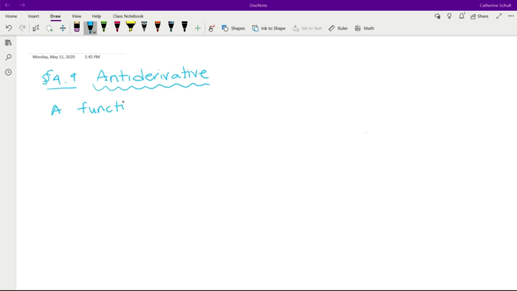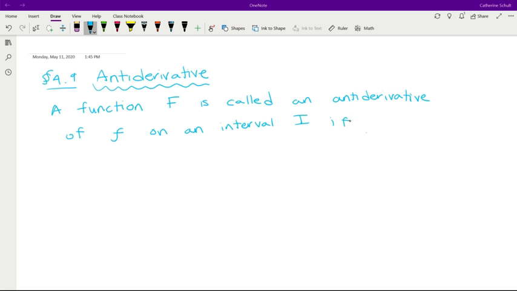Okay, so let's define what an antiderivative is first. A function capital F is called an antiderivative of a function little f on an interval I if the derivative of capital F is little f for all x in I.